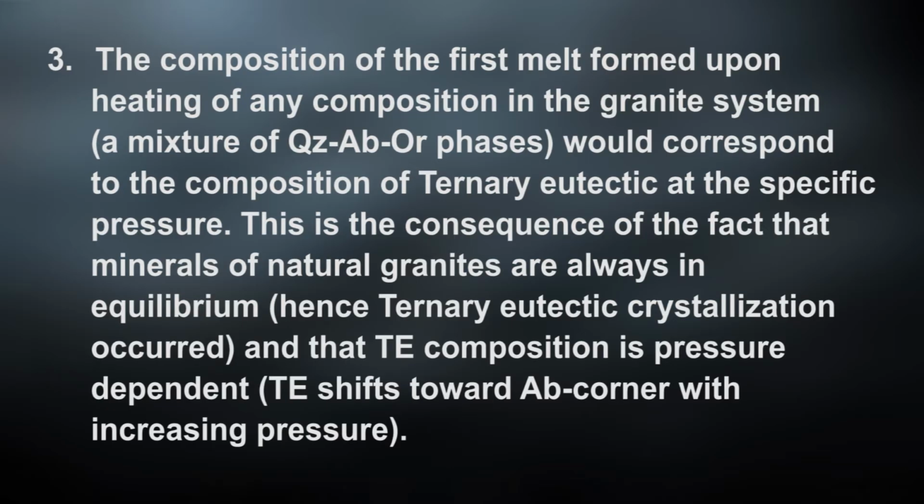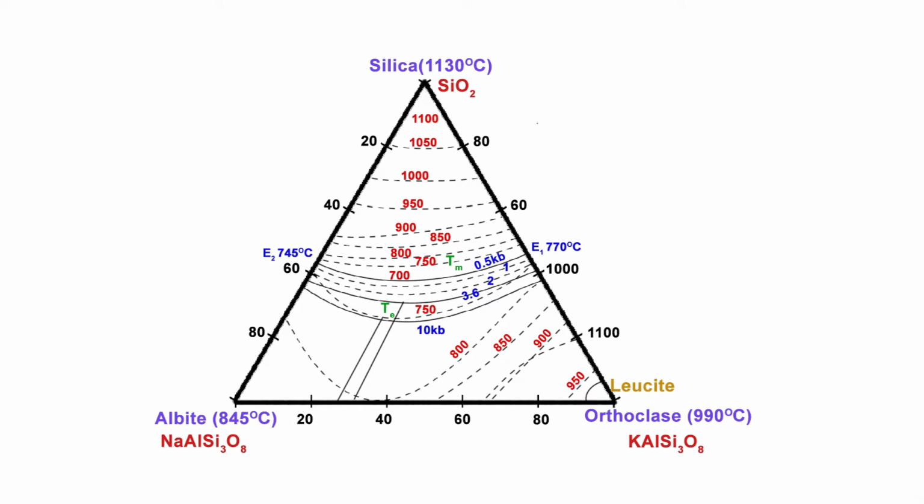These evidences reject the hypothesis of metasomatism and support that granitic rocks are produced from crystallization of melt. Third, the composition of the first melt formed upon heating of any composition in the granite system, a mixture of quartz, albite and orthoclase phases, would correspond to the composition of the ternary eutectic at the specific pressure. This is the consequence of the fact that minerals of the natural granites are always in equilibrium, hence ternary eutectic crystallization occurred, and that thermal minimum composition is pressure dependent. It shifts towards the albite corner with increasing pressure.